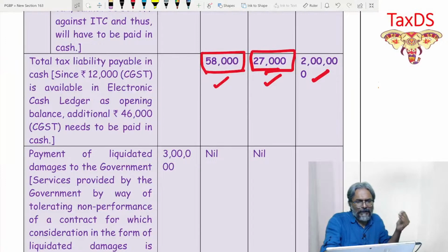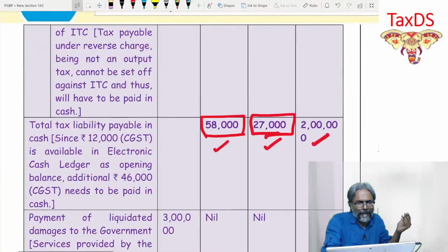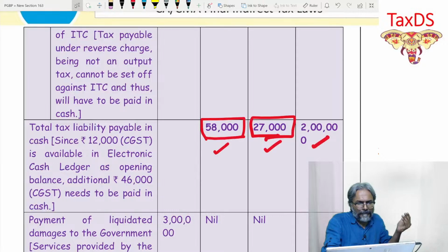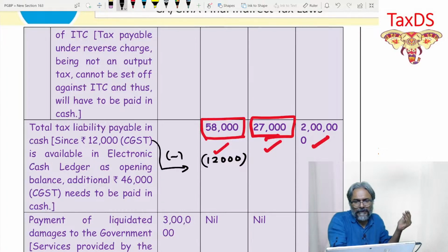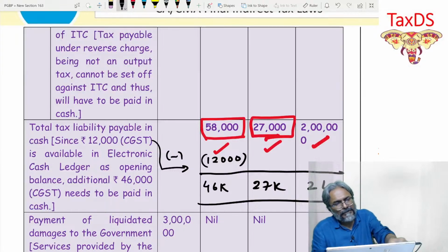Now, students, in this particular context, how are you going to use it? Less 12,000 of the deposit which is there, and the balance you will show like this, students. 46,027. The balance will show like this.